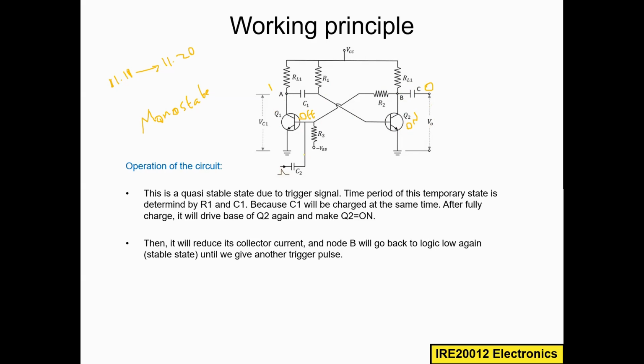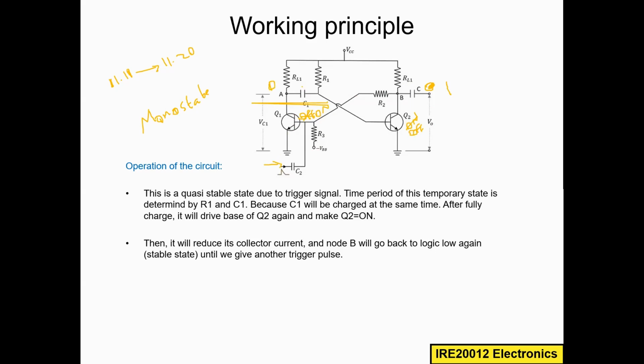But if you want to change from this stable to unstable, then you apply the trigger signal, and immediately it will go to the opposite. This will be on and this will be off. If this is off, then it will become logic 1, and this is on means this will become logic 0.